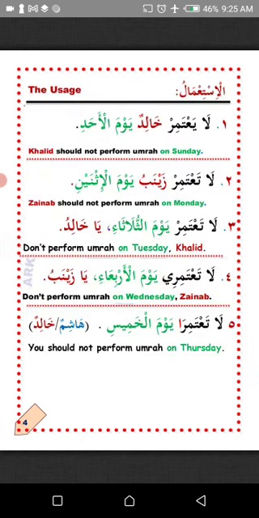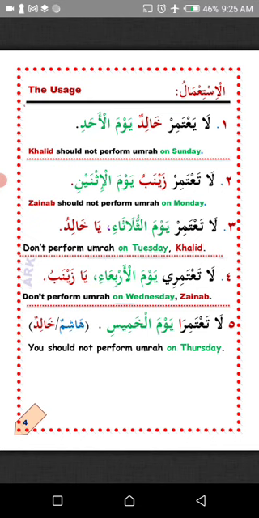Al-isti'mal, now the usage. Wahid, number one. لا يعتمر خالد يوم الأحد. لا يعتمر خالد. Khalid should not perform umrah يوم الأحد, on Sunday.